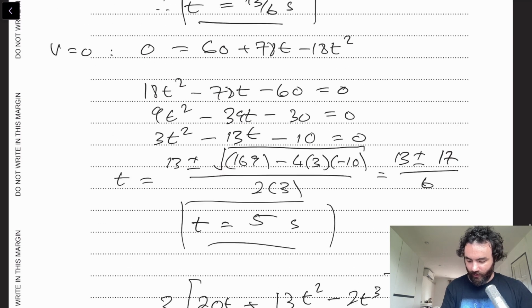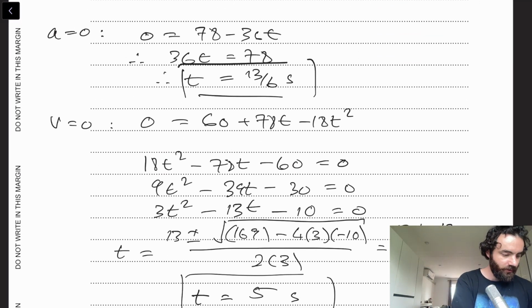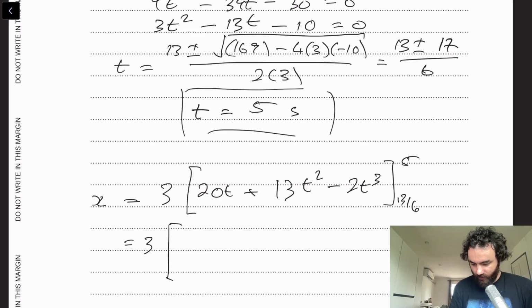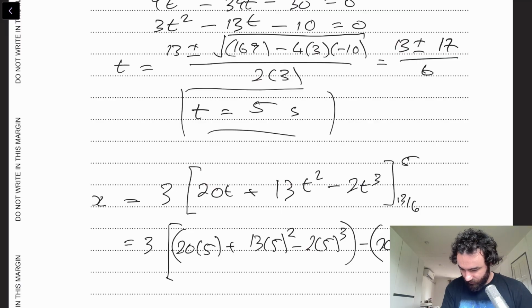So this thing evaluated, so we want the distance, right? That's what I was, find the distance moved between these two things, 13 divided by 6. So we want the distance between 5 and 13 over 6. So let's do that. So it's 3 times, okay, so 5 would be 25 plus 13: 5 squared minus 2 times 5 cubed. That minus 20 times 13 over 6 plus 13 over 6 squared minus 2 times 13 over 6 cubed.